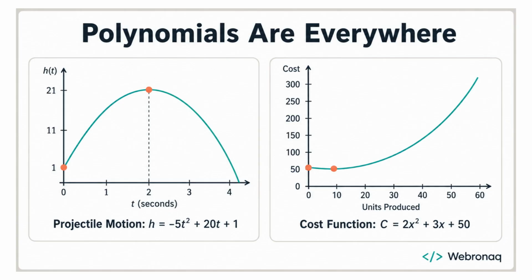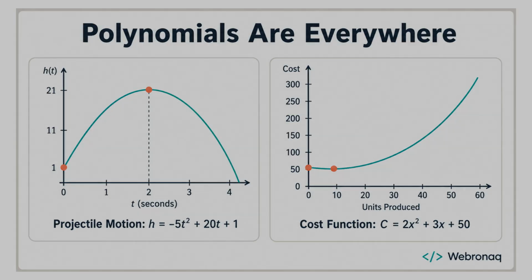The height of a ball you throw upward follows a rule like -5 times t squared, plus 20 times t, plus 1. A company modeling its production costs might use something like 2 times x squared, plus 3 times x, plus 50. These are not coincidences. Polynomials are the foundational language of change, shape, and prediction in mathematics. And in this video, we are going to trace exactly why they sit at the heart of calculus. Let's start by pinning down what a polynomial actually is.